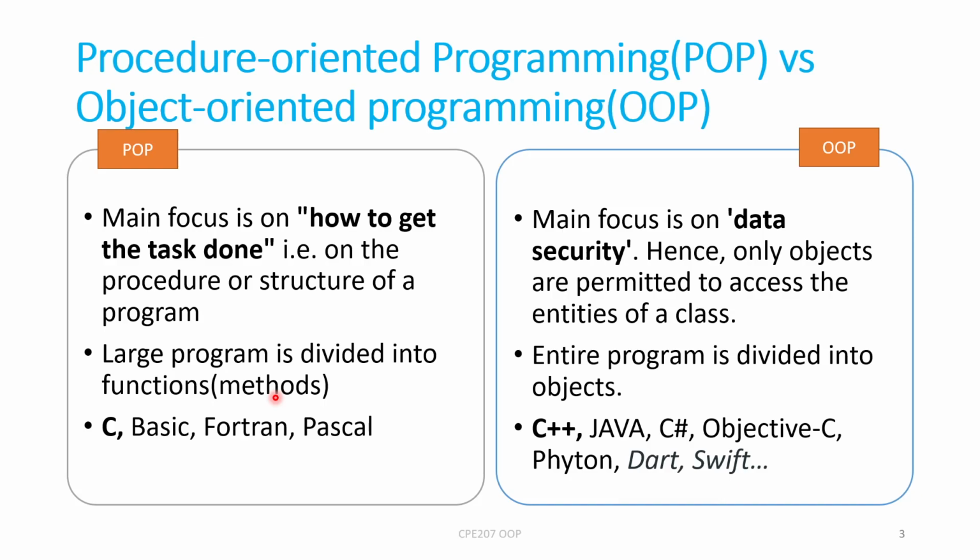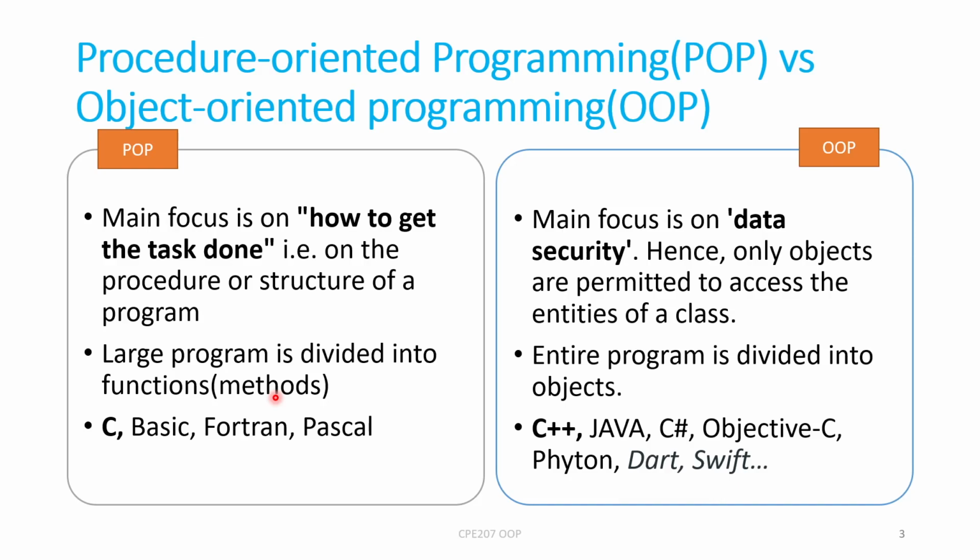In procedure-oriented programming, simply we can say C-style programming, the main focus is going to be how to get the task done. And we divide a large program into small parts. That means we can divide them into functions or methods.